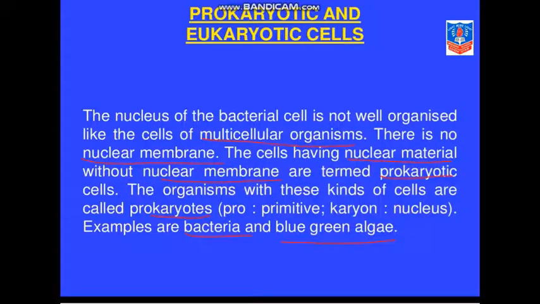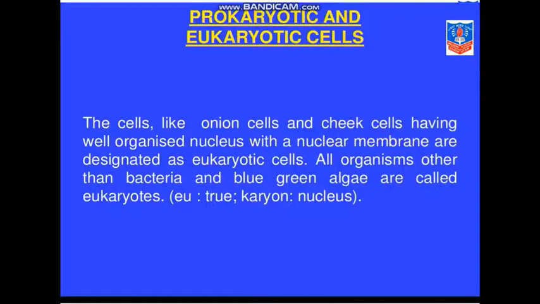Prokaryotes का मतलब क्या होता है? Pro means primitive, not developed. Karyon means nucleus, means primitive nucleus. Nucleus जो है वो completely developed नहीं है. Examples are bacteria and blue green algae.